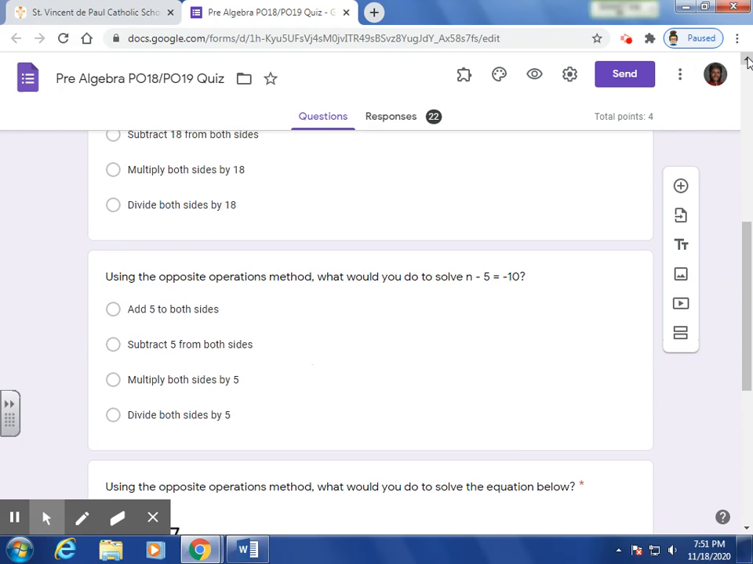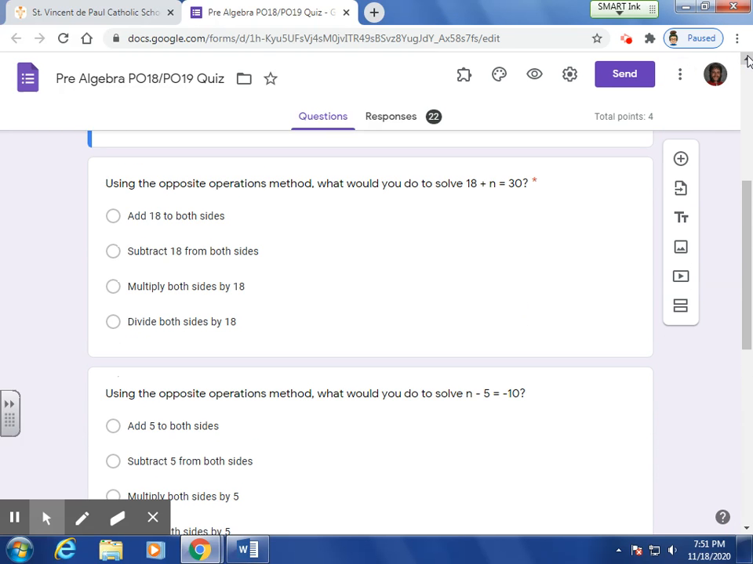The next one. Using the opposite operations method, what would you do to solve 18 plus n equals 30? Well, we have a positive 18 here, so to cancel out that 18, we're subtracting. Since we're not multiplying 18 by n or dividing 18 by n, we're adding n. It's going to be addition or subtraction that's going to get us canceling out that 18 and n by itself. And to that, we are subtracting 18 from both sides.